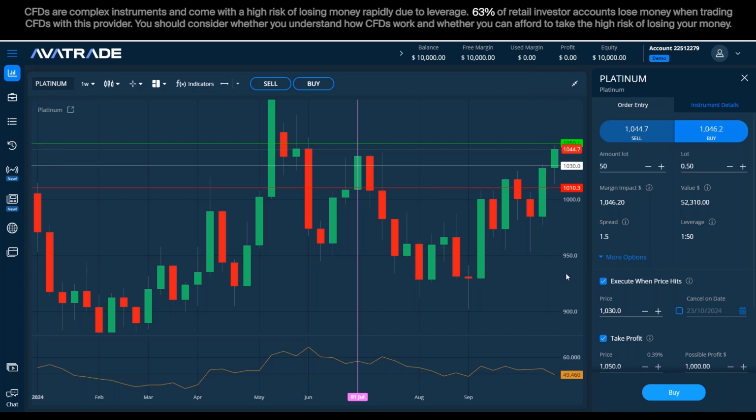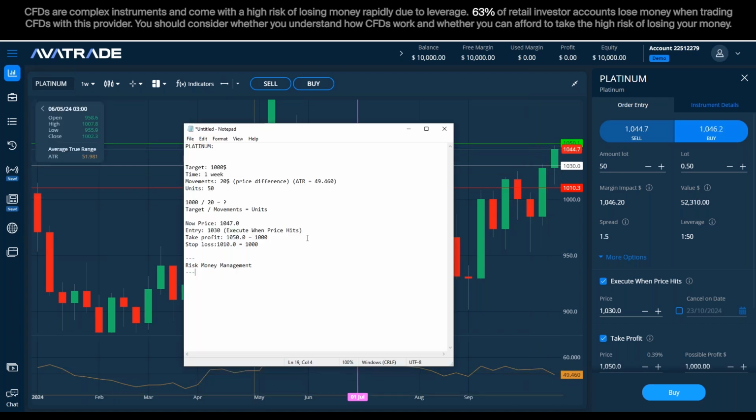Okay. First, we wanted to know if 1050 is a realistic price to aim for. And this is how we applied the ATR. Okay, so we started with the target. We choose the time that it's reasonable to sustain this position for. And then we figure the movement through the ATR. We could have also analyzed the candles, but this is again very time consuming to put all the numbers down. So we'd rather use an indicator for that.